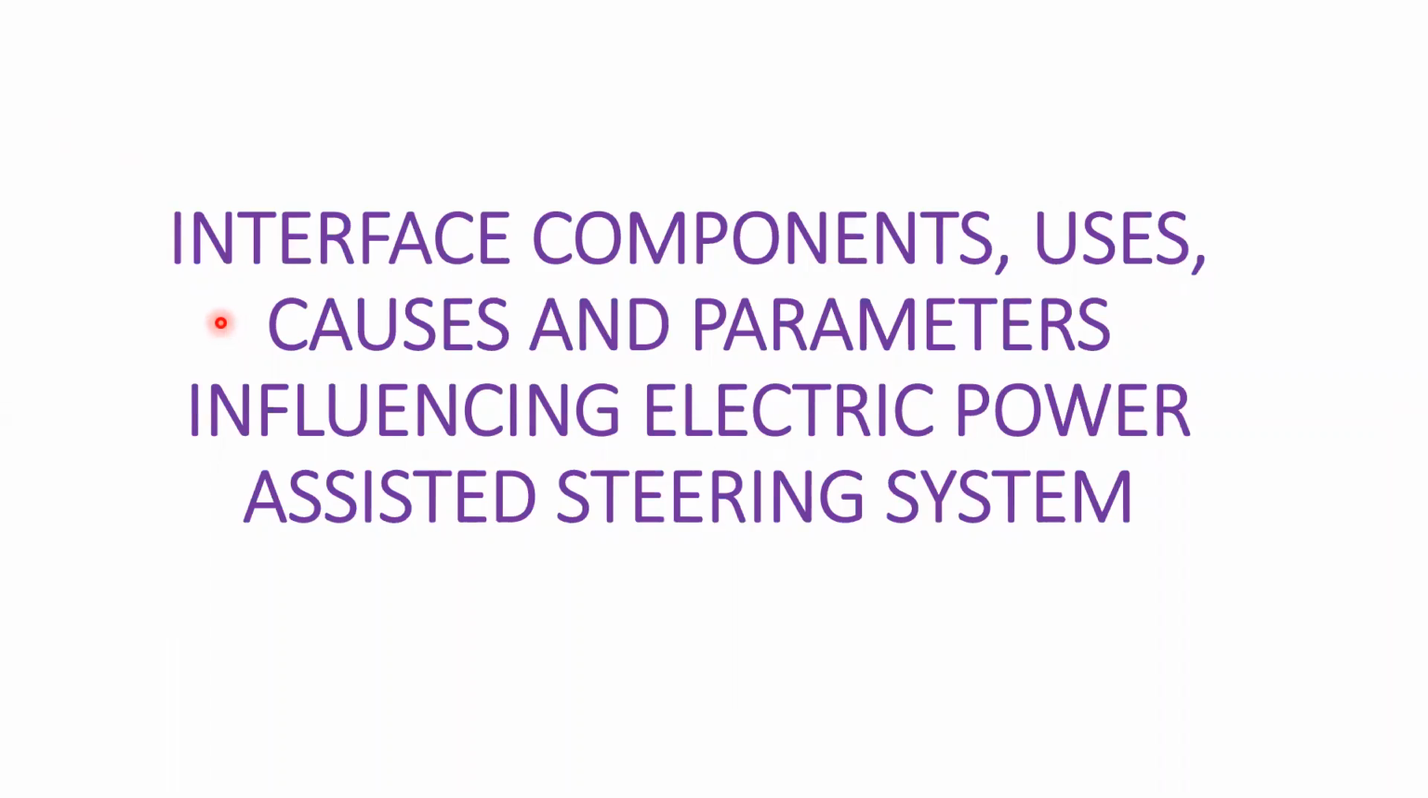And now we are going to see the topic called the interface components, uses, causes, and parameters influencing a system. The system I have taken is the electric power assisted steering system, which is a part of an automobile. Like this, you can take any system. It can be related to automobile or even non-automobile also.